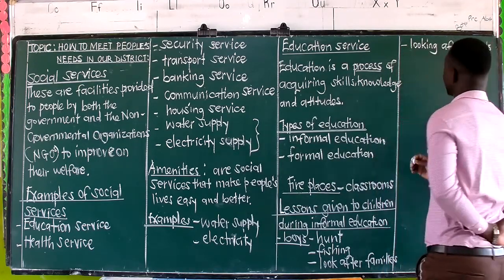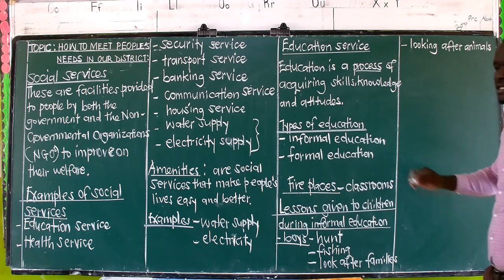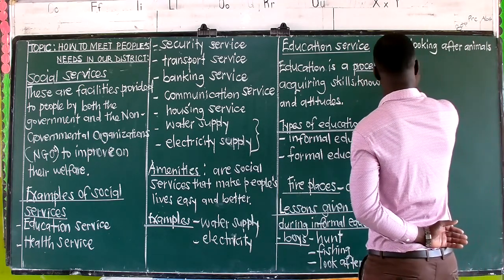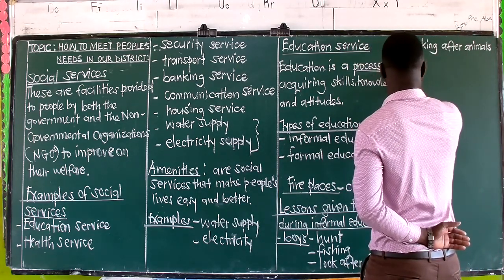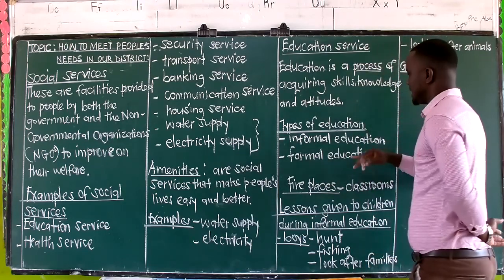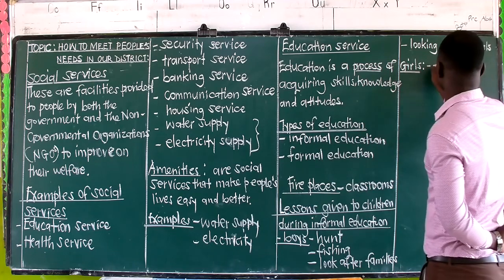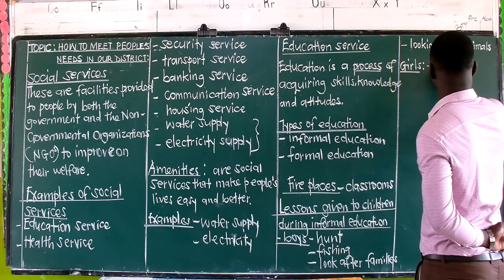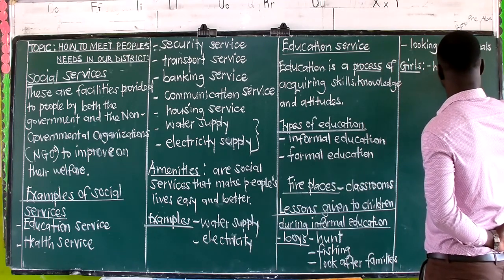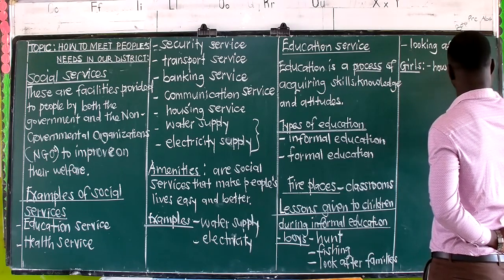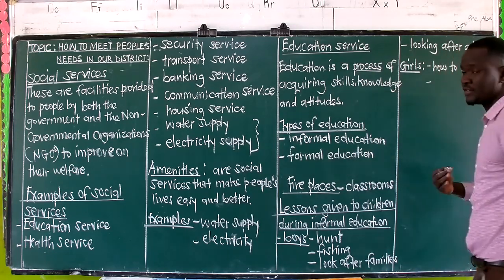So these were the lessons that were given to the boys. Then we move to look at the lessons that were given to the girls. We are still looking at that informal education. The girls were given lessons on how to cook. They were trained how to cook. Of course, we are looking at cooking food.